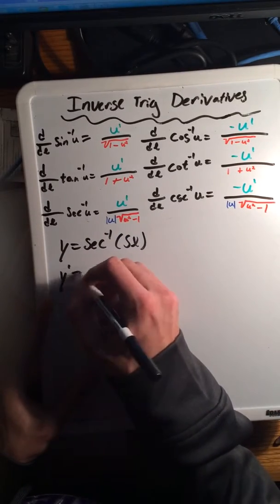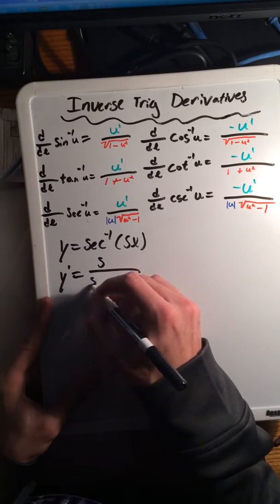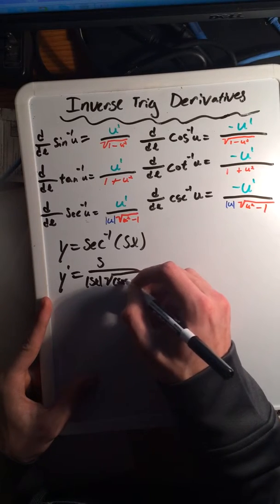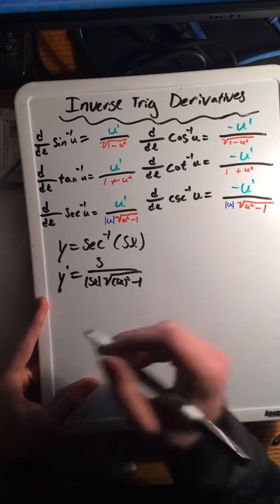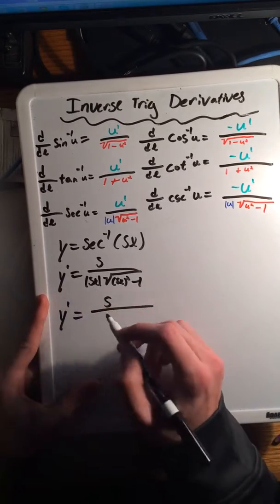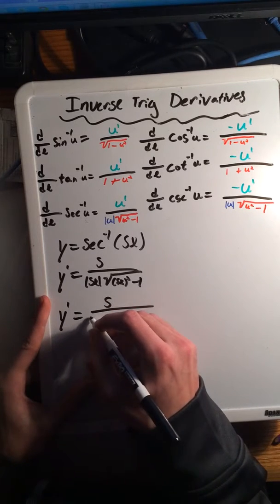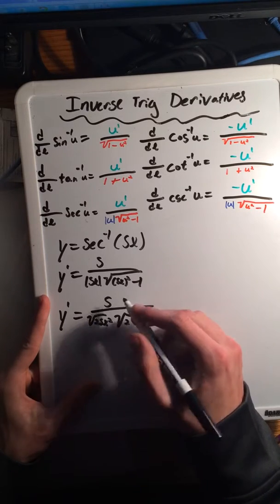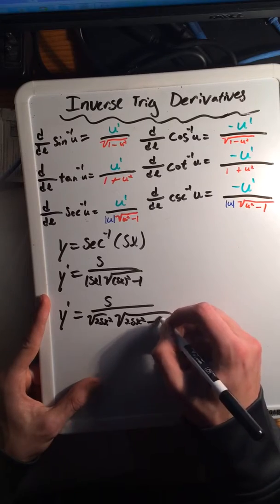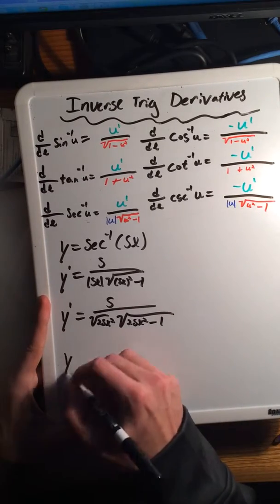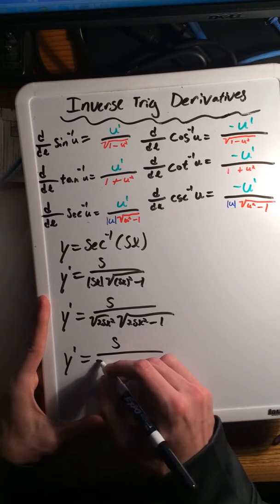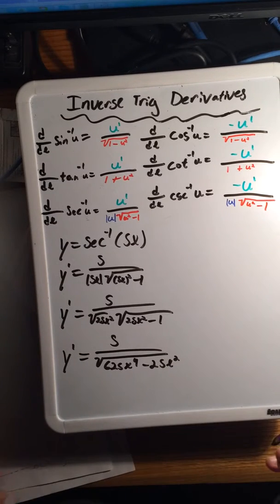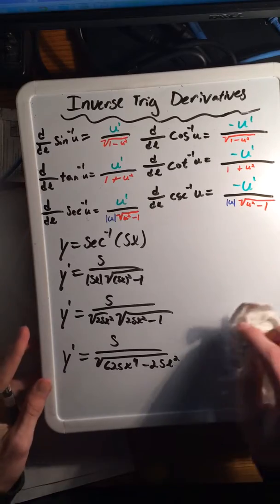So y prime equals 5 over the absolute value of 5x times the square root of 5x squared minus 1. Okay, now to simplify. So y prime equals 5 over, I'm going to simplify the absolute value, so that would be the square root of 25x squared, times the square root of 25x squared minus 1. Now I'm going to multiply these together. So y prime equals 5 over the square root of 625x to the 4th minus 25x squared. So that's arcsecant. Now I'm going to show you arccosine.